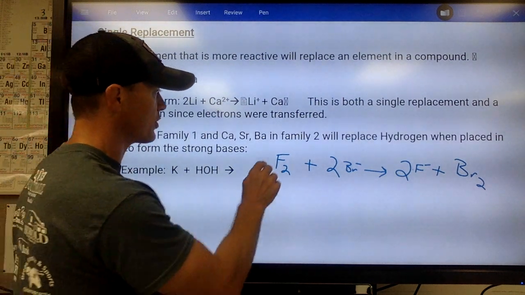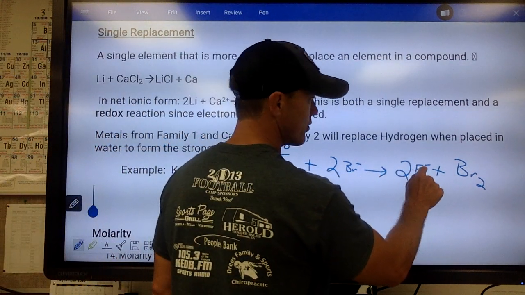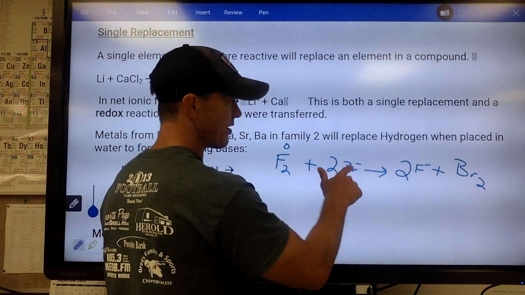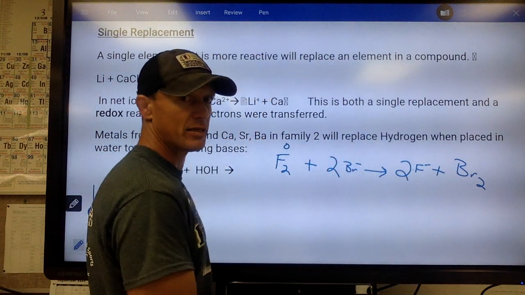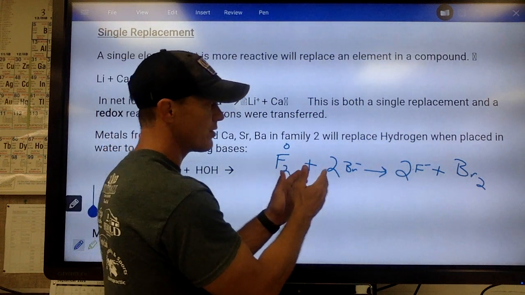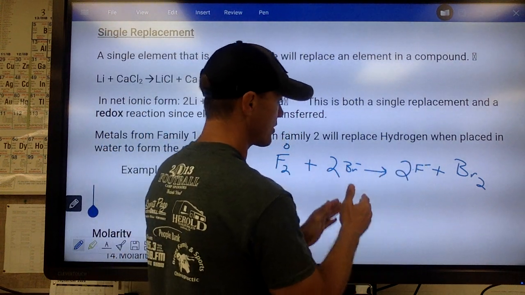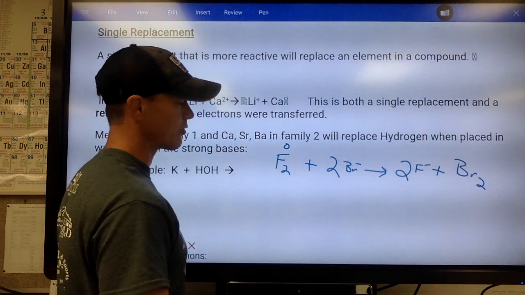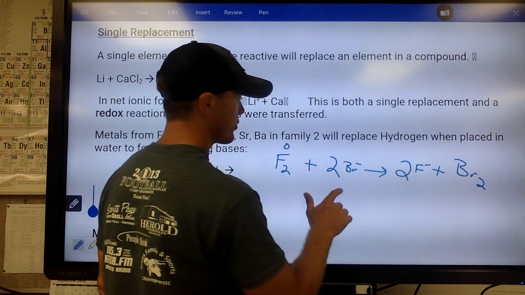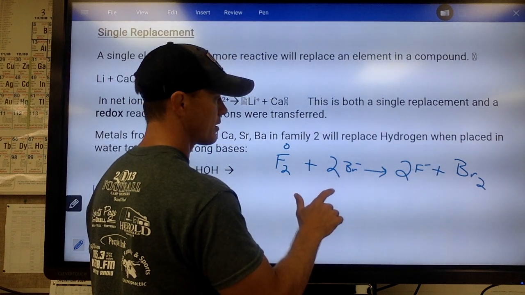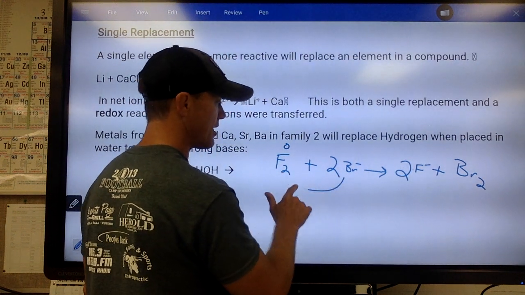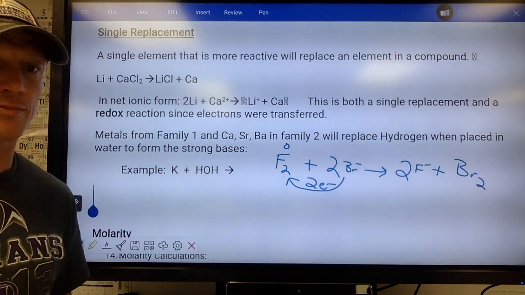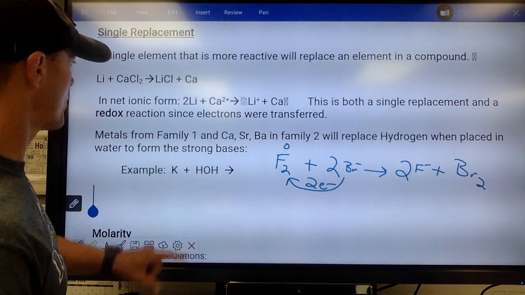Fluorine's going from a 0 charge to a -1 charge. It's going down, so it's being reduced. Bromine's going from -1 up to 0. It's being oxidized. Fluorine is a gas here, not aqueous, and there it's aqueous. Bromine is aqueous, and there it is out of solution. It's actually a liquid. Transfer of electrons: fluorine is being reduced, reduction is gaining electrons. Electrons are going from there to there, 2 electrons total, 1 for each atom. One thing that's important here.